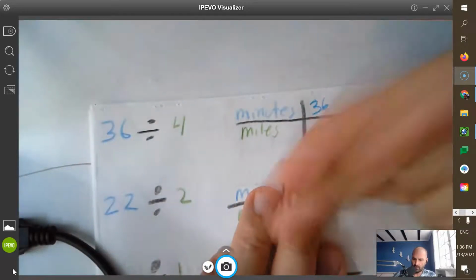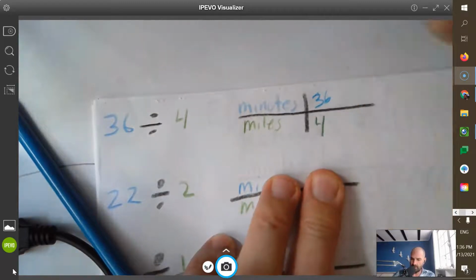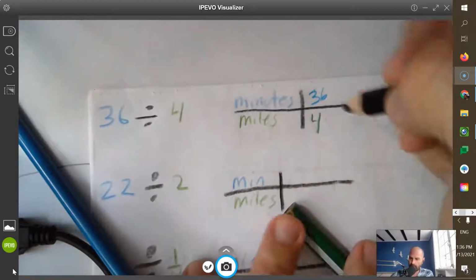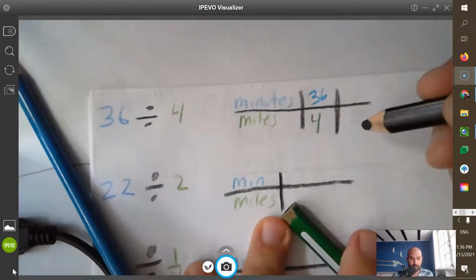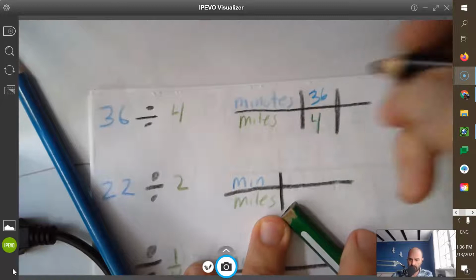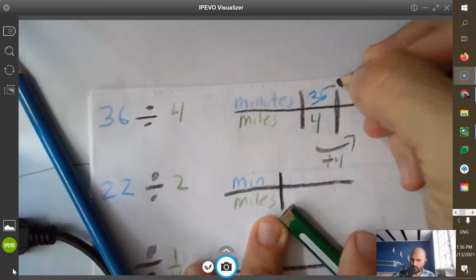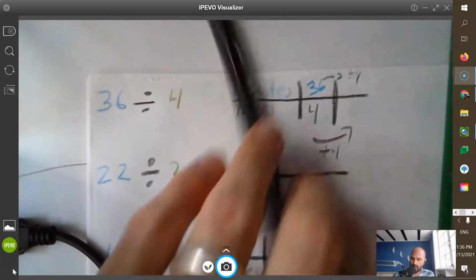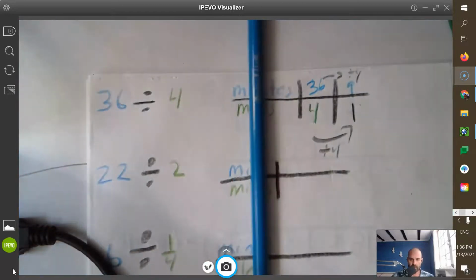I have 36 minutes over 4 miles. That's our rate. Our rate is 36 over 4. It is a proportion. It's a ratio. But we want to find out how much 1 mile is. How do we go from 4 to 1? We divide by 4. We can also divide by 2, but I like dividing by 4 here. Makes sense to me. So we're going to divide this by 4, which means we have to divide 36 by 4, which means we get 9 up here and 1 down here. So the ratio or the rate is 9 minutes for every 1 mile.